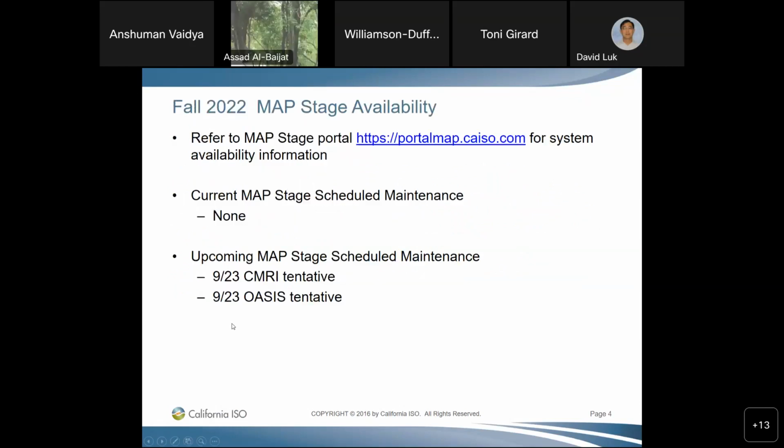So for map stage availability, you can always log into portalmap.kaiser.com to get up-to-date system information. Currently, we don't have any maintenance scheduled, and the upcoming maintenance are the CMRI and OSS maintenance on 9/23. We were planning to have these maintenance on 9/16, but that has been moved to 9/23. Anybody have any questions regarding map stage maintenance?